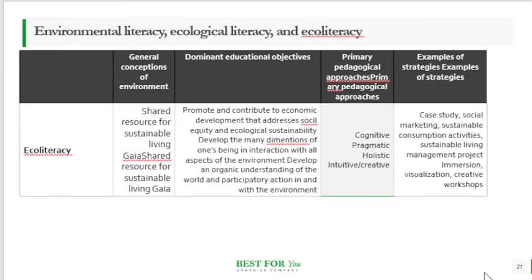Now let's go to eco-literacy. The conception of environment here is that it is a shared resource for sustainable living, or Gaia. The dominant educational objectives: promote and contribute to economic development that addresses social equity and ecological sustainability, develop the many dimensions of one's being in interaction with all aspects of the environment. All right. The primary pedagogical approach is cognitive, pragmatic, holistic, intuitive, and also creative. Again, there's more life here.